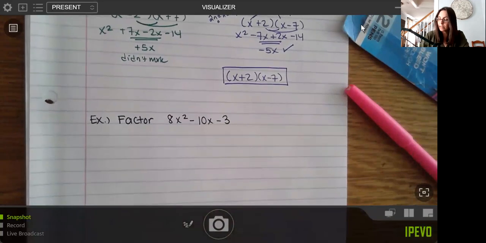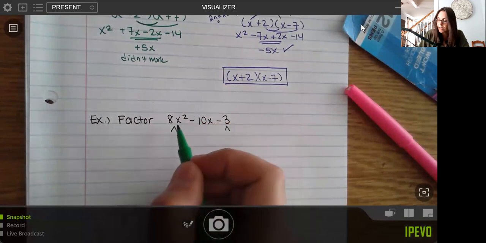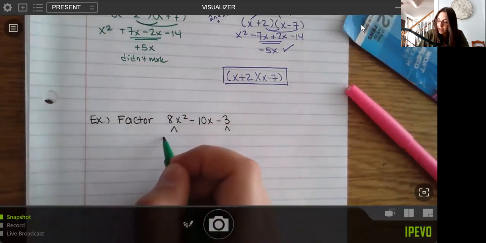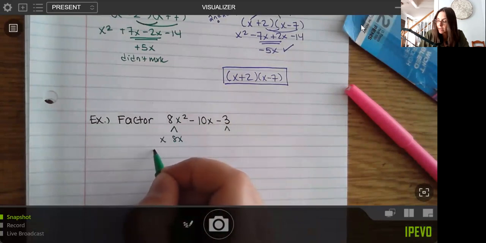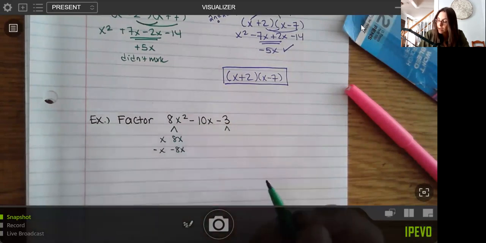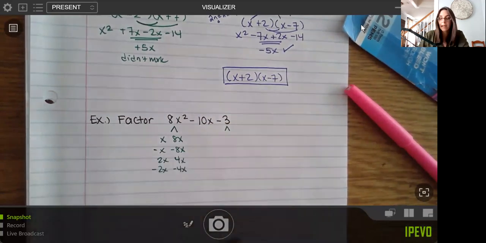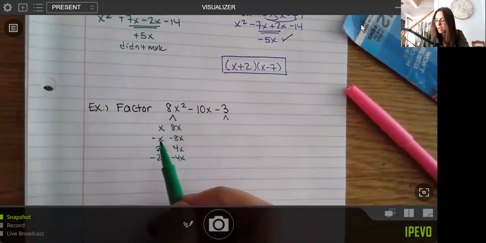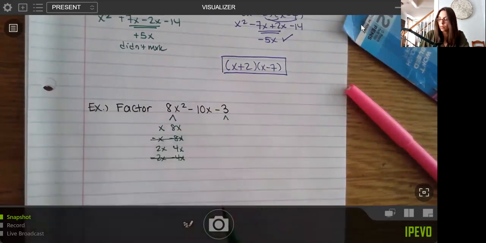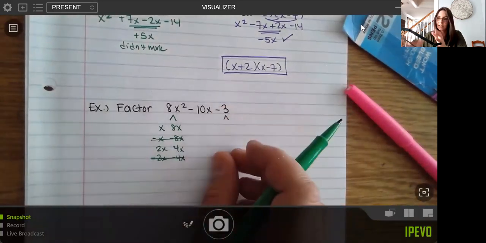So I'm going to do the same process. I'm going to factor this and factor this. So for 8x squared, I could have x times 8x, or I could have negative x times negative 8x. I could have 2x times 4x, or negative 2x times negative 4x. So I'm going to be honest, for my leading term, I like to keep it positive. I just think it's easier. So I'm actually not going to work with these. I'm going to choose to work with positive here. And then for my last term, as long as I have the signs correct, it'll still all work out.